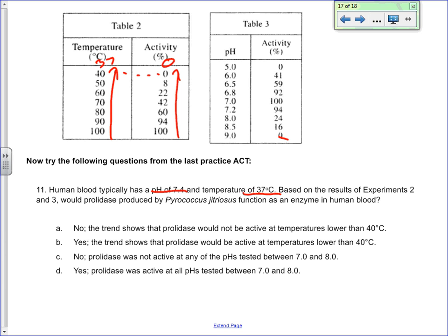The pH part works fine. 7.4 is somewhere in here, and we still have some level of activity. But the temperature is too cold. So then if we take a look at our answer choices, we can already get rid of B and D, because those are both yeses. So we're either left with no, the trend shows that prolinase would not be active at temperatures lower than 40. Or no, prolinase would not be active at any of the pHs listed between 7 and 8. And so in this case, we want to go with which letter choice? A. Fantastic. Because the pH part is fine, it's the temperature part that's bad.